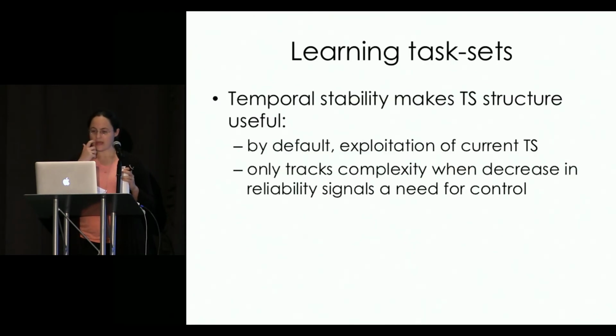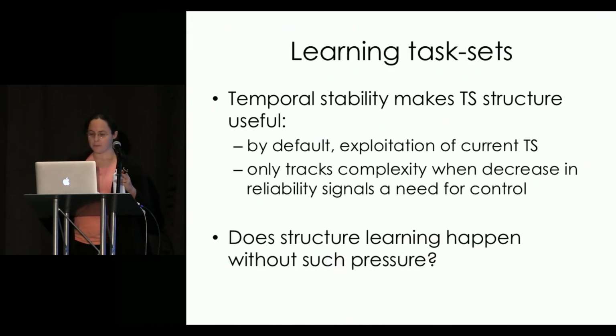This, again, assumed temporal stability. This model assumed that by default you exploit the current task set for the next trial, so it's assumed that the task set doesn't change too often, and that's how partly you learn task sets. And so I was next curious about whether such structural learning could occur even without this temporal constraint.